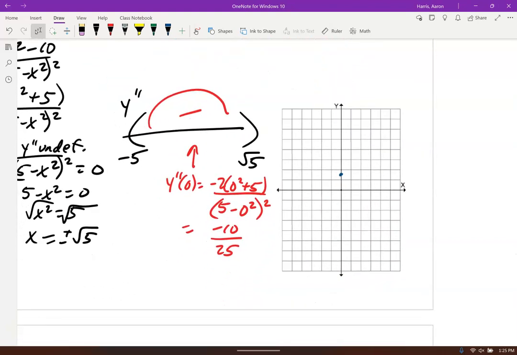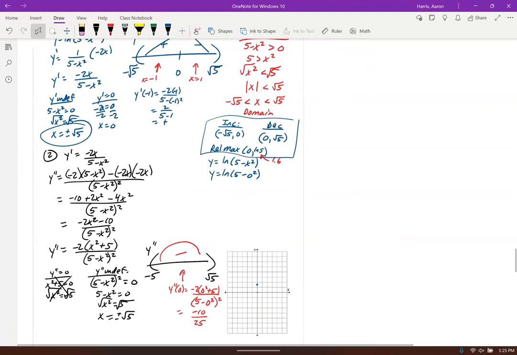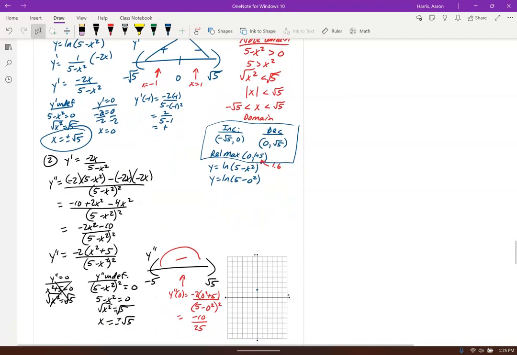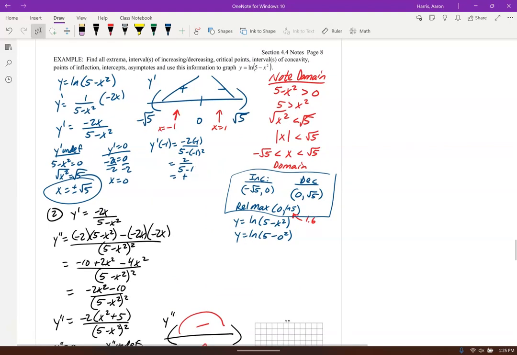So just keep that in mind. And let's see, what else? Let's find where our zeros are at as well for a couple more points.